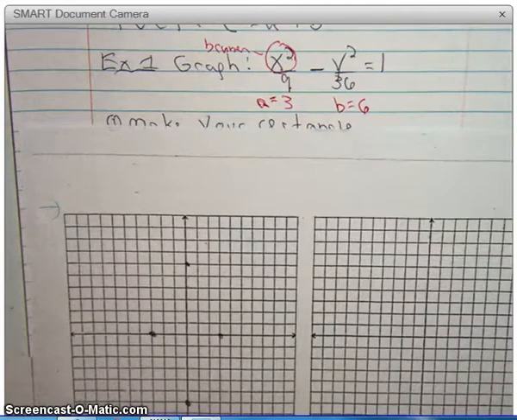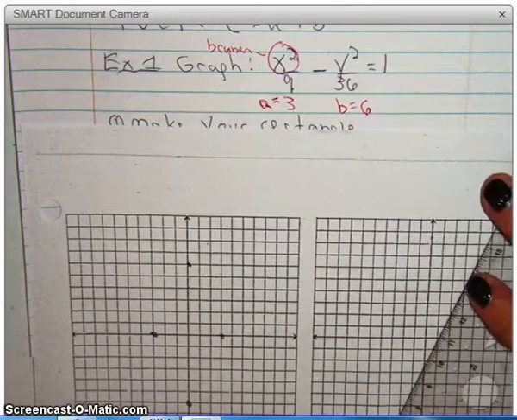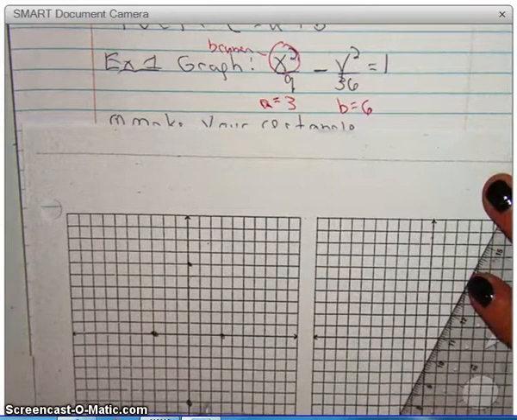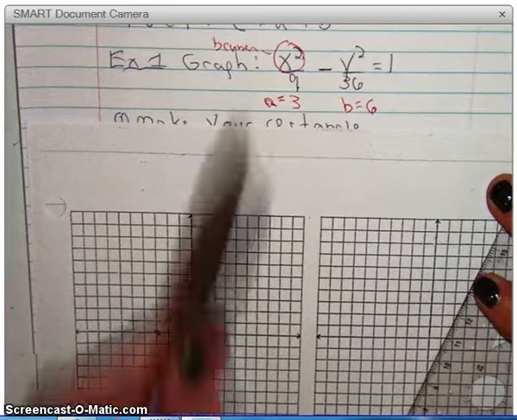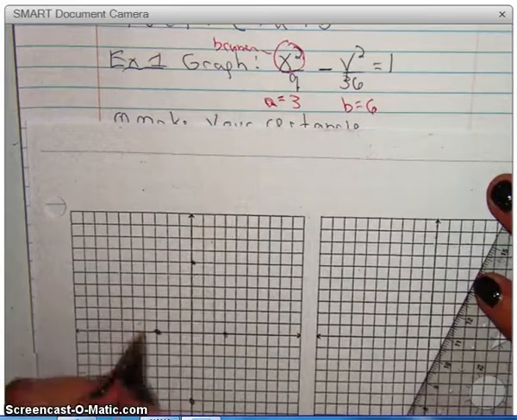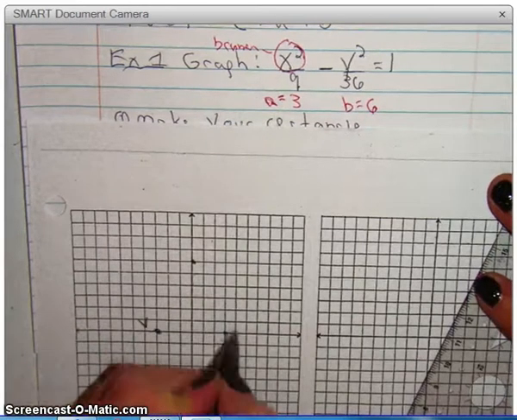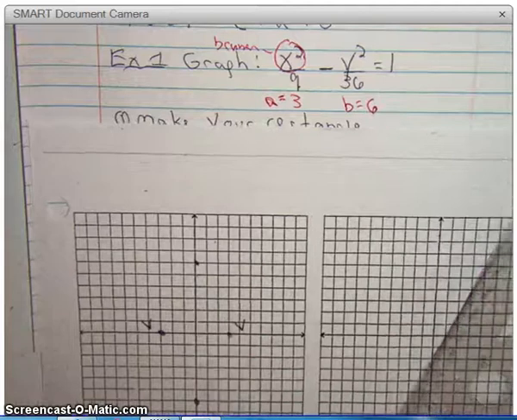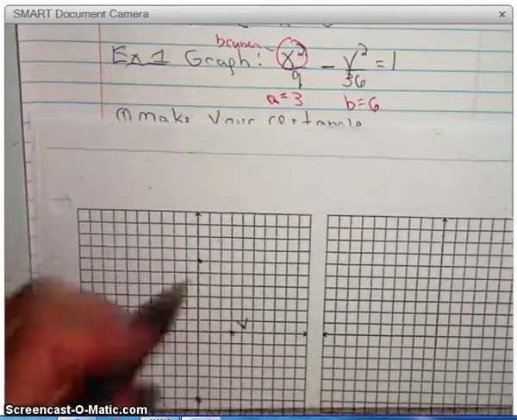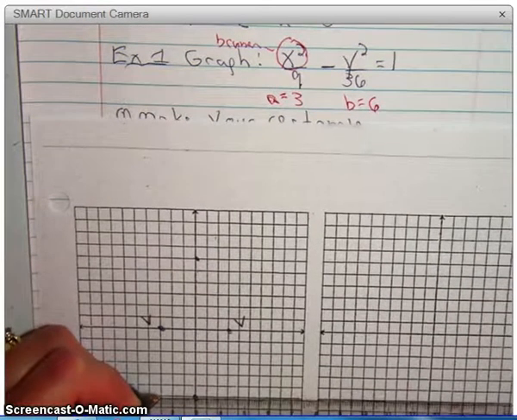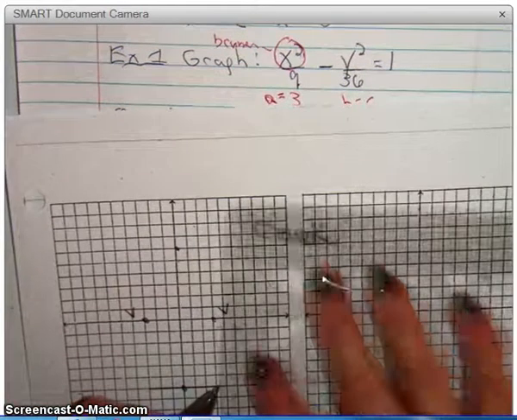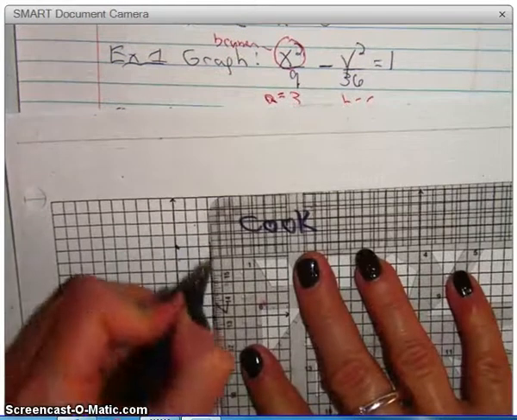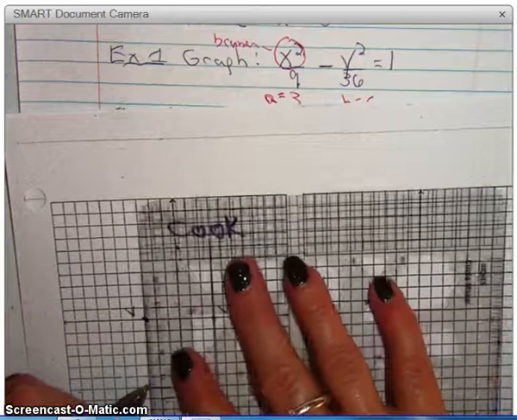Now, this is why I wanted you to have a straight edge. What we're going to do is make a rectangle going through these points. And because you guys told me the branches are on the x-axis, let's label these with a V, because those are your vertices, okay? Now, so we make a rectangle. And what the rectangle does is it helps you find your asymptotes.